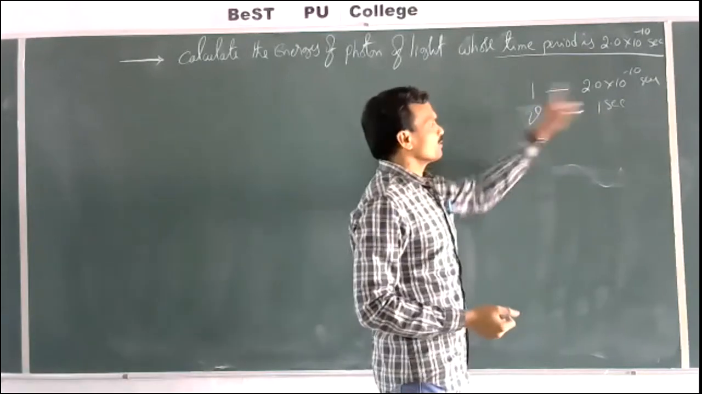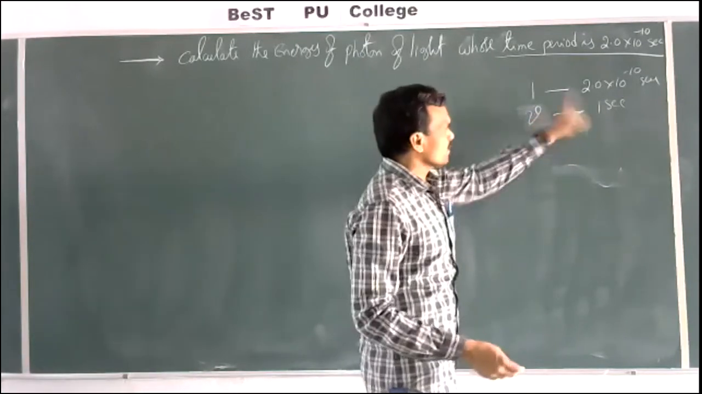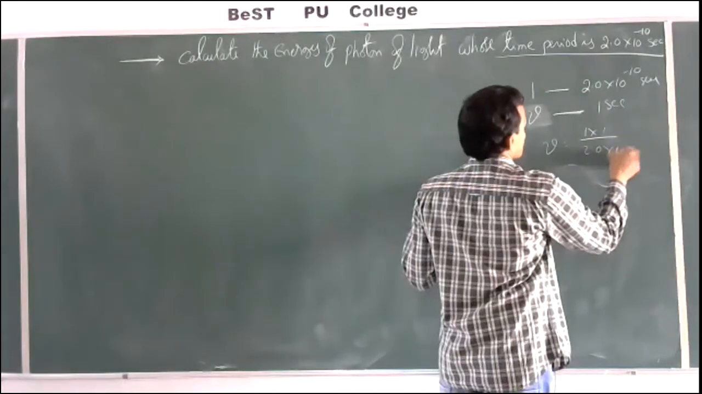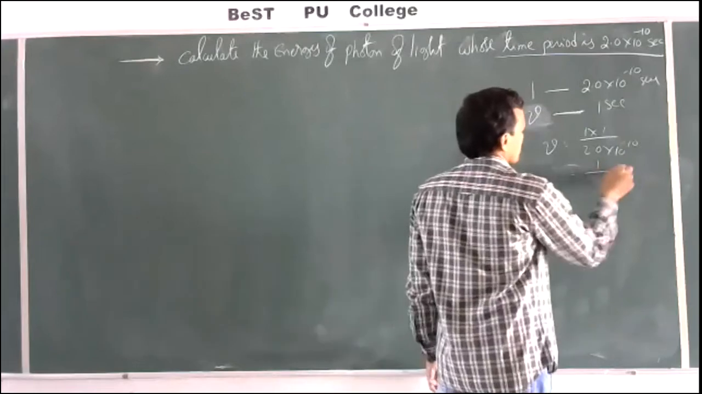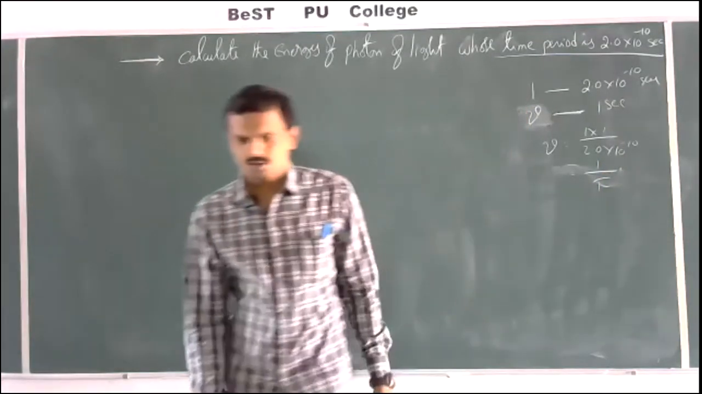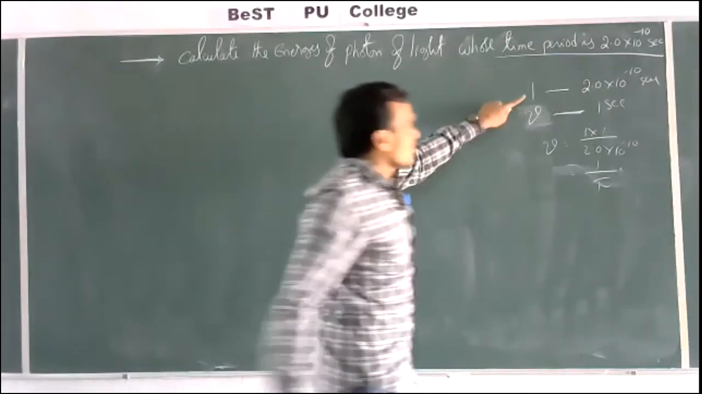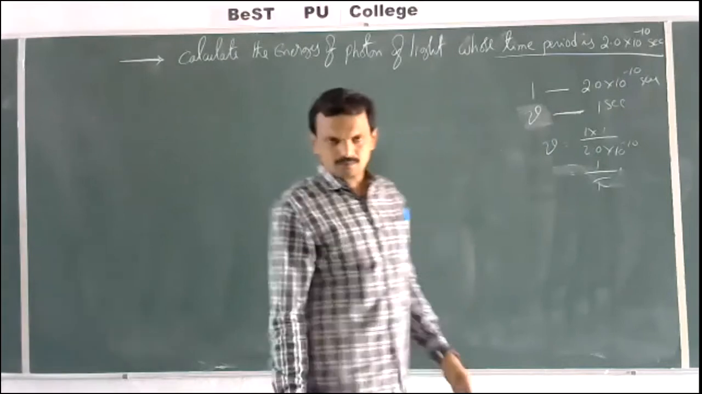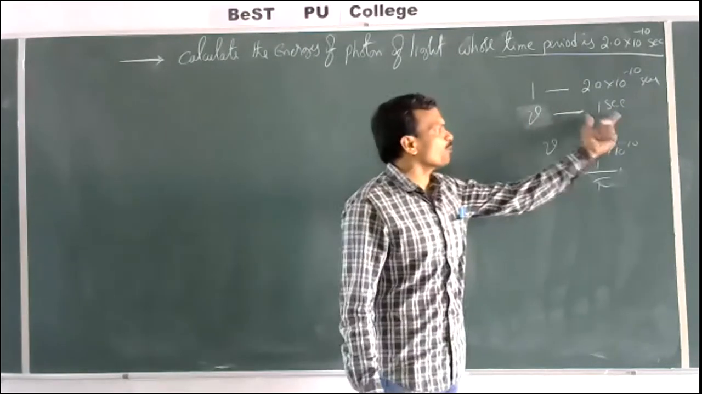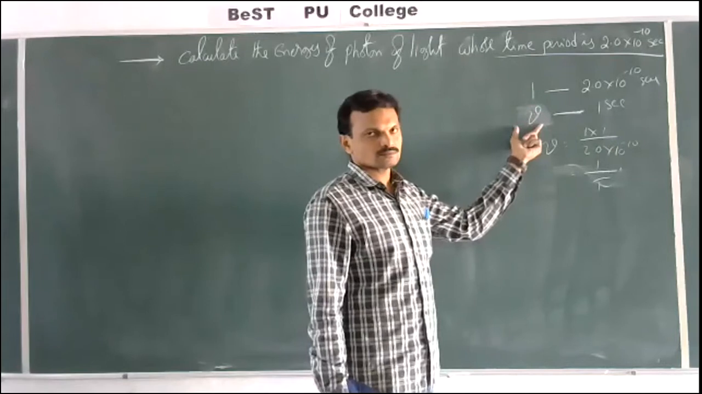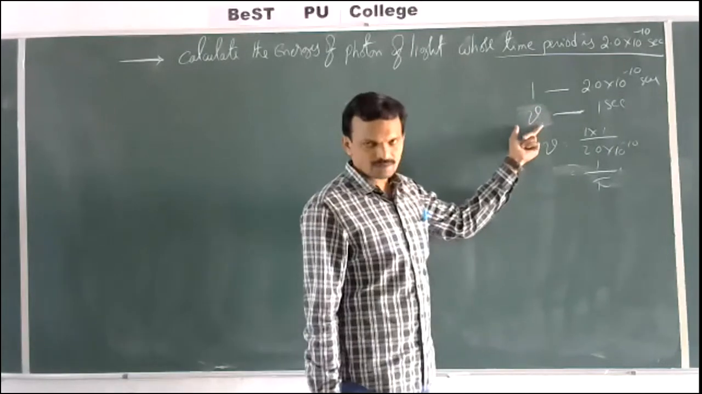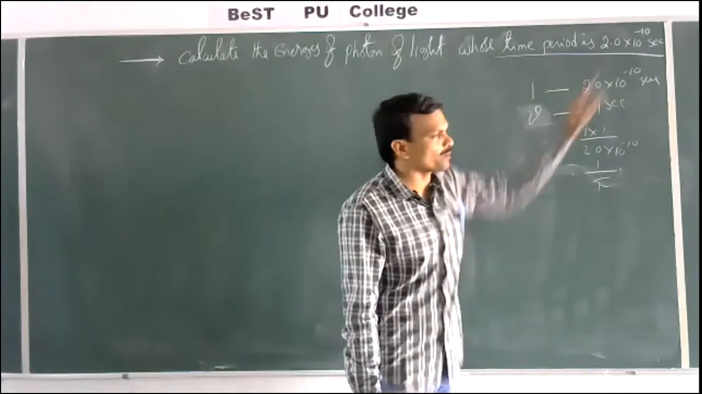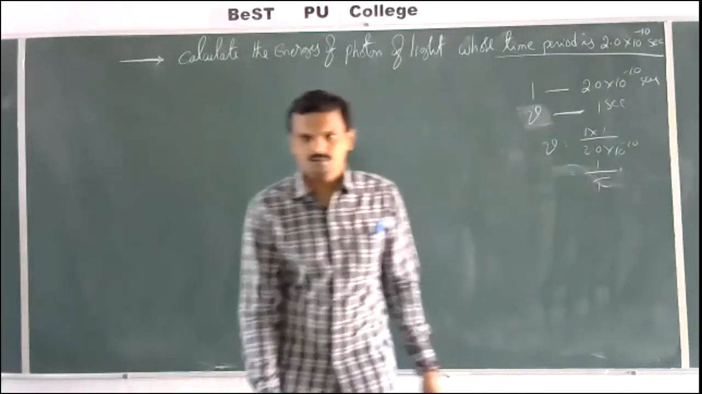In 1 second time, how many waves can propagate? That is frequency. Then if you do cross multiplication, nu is equal to 1 into 1 by 2.0 into 10 power minus 10, which is nothing but 1 by time period. One wave can propagate during a time of 2 into 10 power minus 10 seconds. Then during 1 second time, how many waves can propagate or can pass through a point? That is nothing but frequency. Nu is equal to 1 into 1 by 2 into 10 power minus 10, simply 1 by time period.